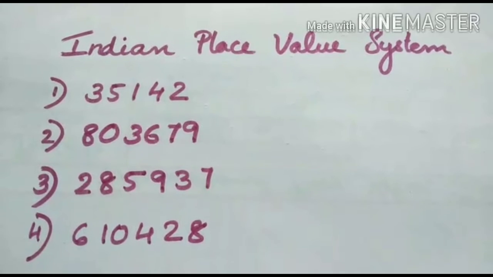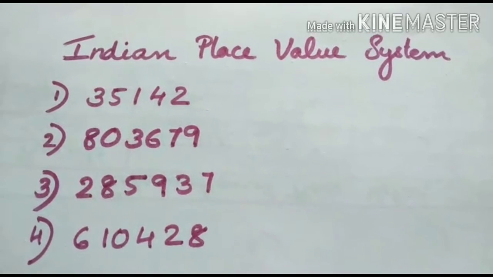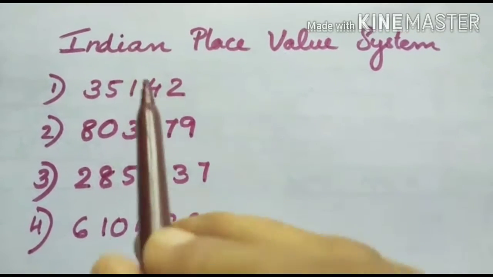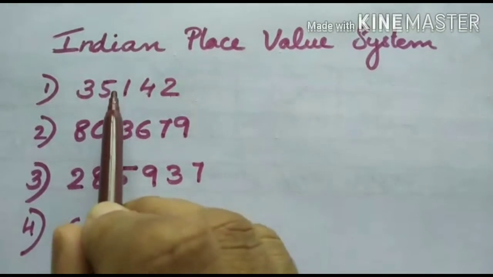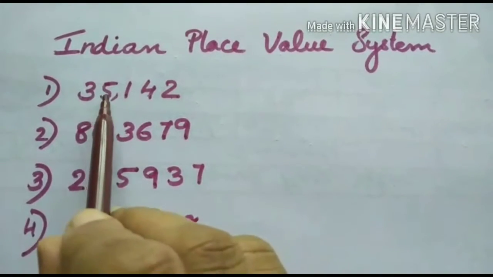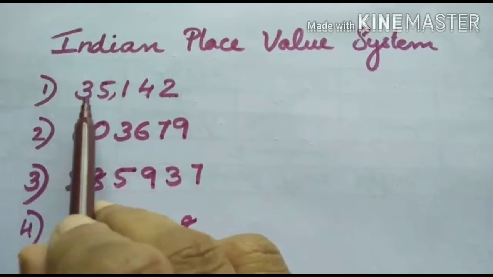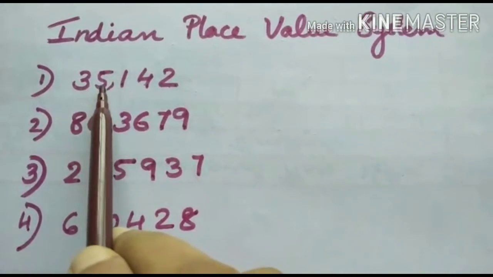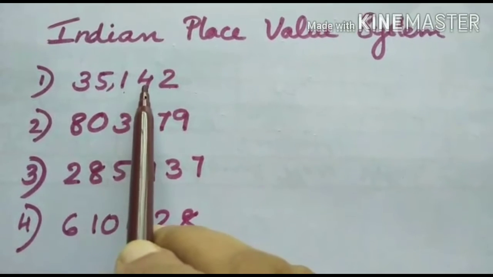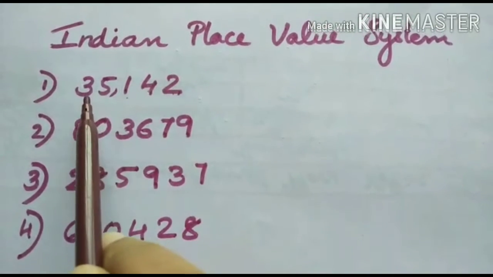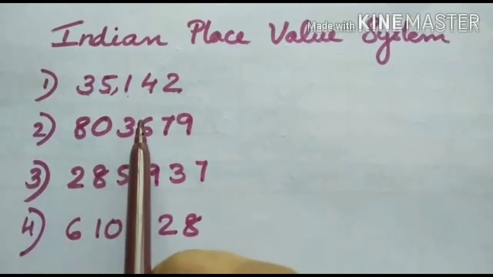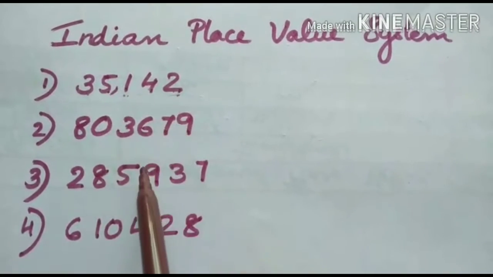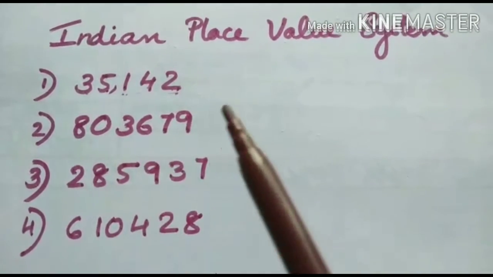Let's read these numbers according to the Indian place value system by inserting commas. For the first number, we separate ones, tens, 100 with a comma. Then 1,000 and 10,000. Again, no more digits, so no need to separate. So how will we read it? 35,142. Read once again: 35,142.